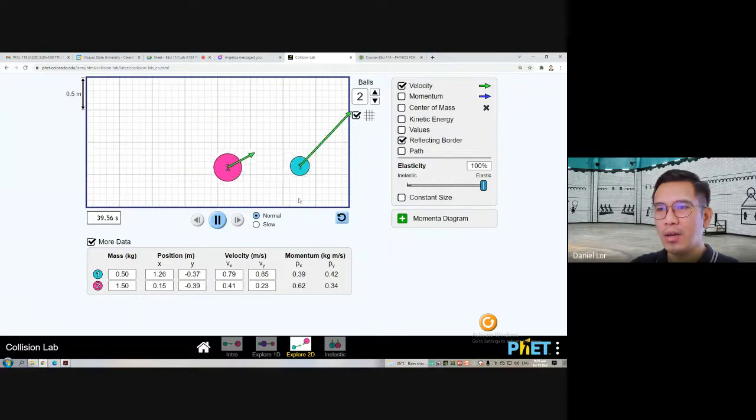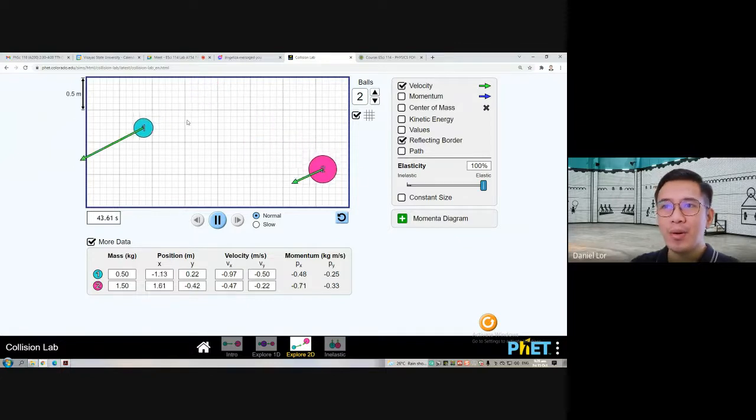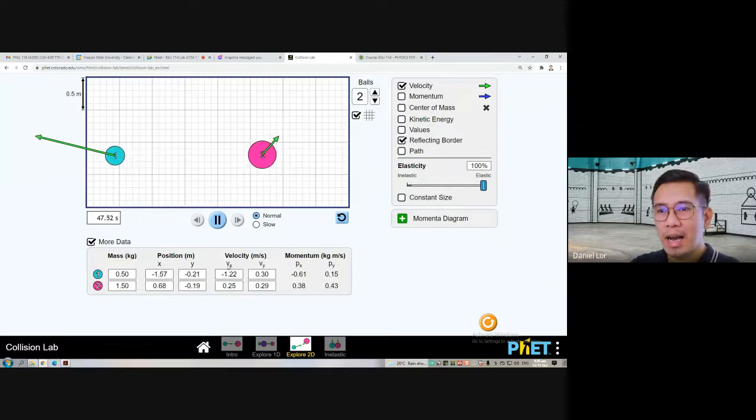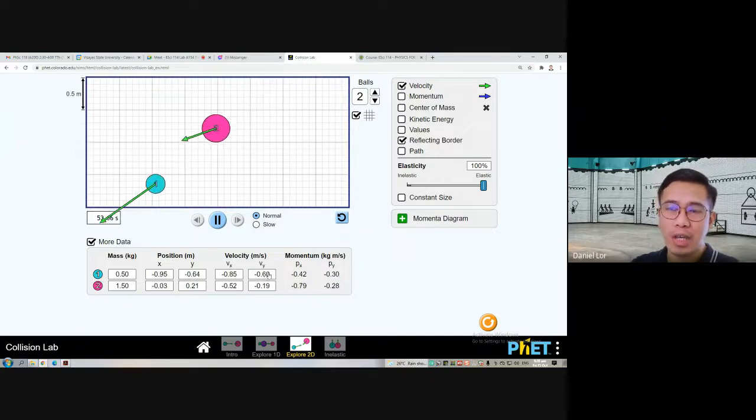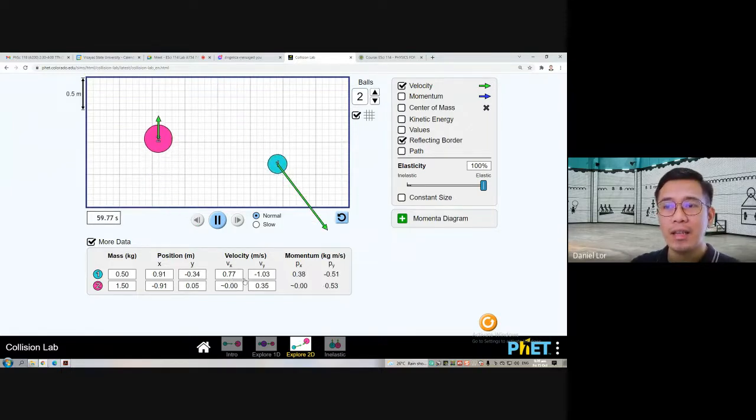And as you can see, if the ball hits the reflecting border, its velocity will only change its sign. So therefore, the magnitude of their velocities does not change. Only the sign will change. So that indicates that the change will only be the direction.